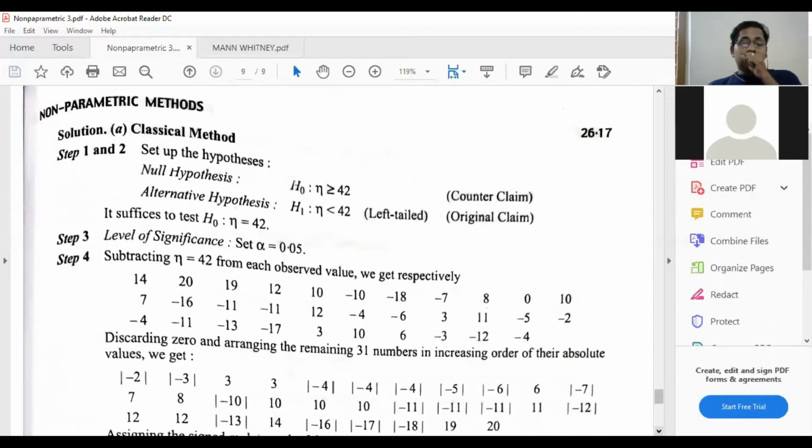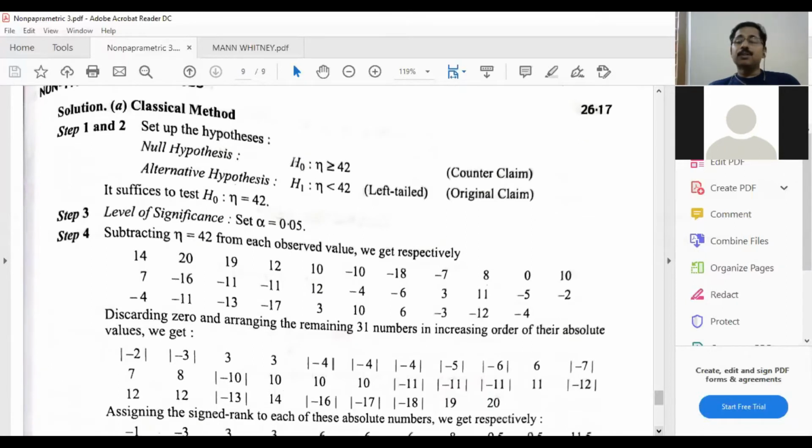So what is the classical method? There are different step-wise procedures. Step one is the null hypothesis. Here the null hypothesis H naught is eta greater than or equal to 42. The alternative is eta less than 42. The alternative means your research hypothesis. Here eta naught is 42. In step 3 you have to fix the level of significance.